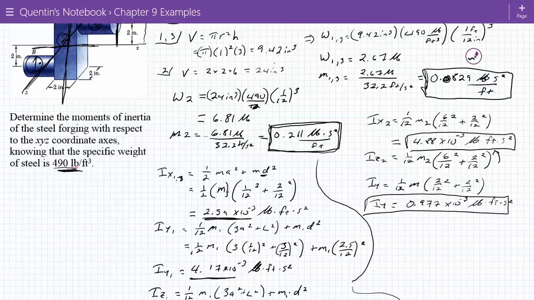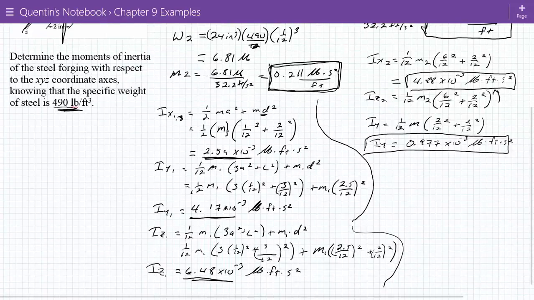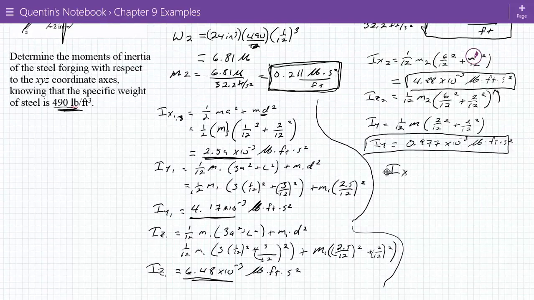Okay, so now we just need to add them all up. So Ix of the entire system is going to be this one plus 2 of those, right? Because we have 2, we have the 1 and the 3, so it's going to be 2 times 2.59 times 10 to the minus third plus 4.88 times 10 to the minus third. So Ix ends up being equal to 10.06 times 10 to the minus third pound foot second squared.